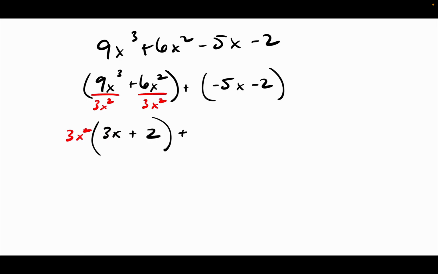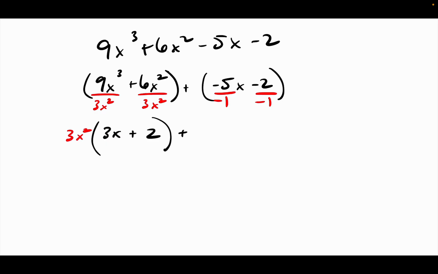This is where grouping fails today. Is there any way for me to make this into this using division? Like, is there any way I can divide both of these guys to make a 3x and a positive 2? I can make a positive 2, right? Negative 1. You could do that, right? Negative 1, but then you'd also have to do it there. Would that become a positive 3x? No. So there are some times when grouping doesn't work.